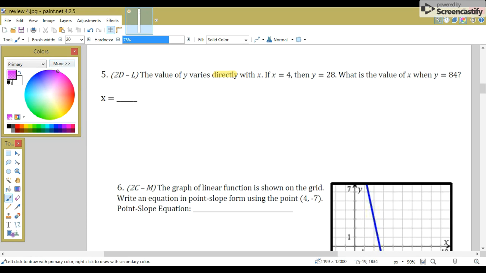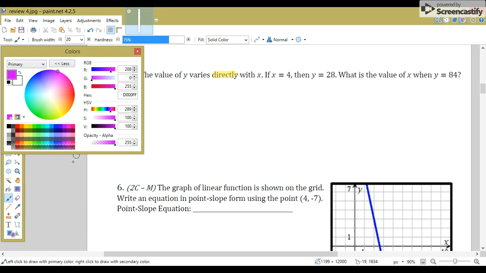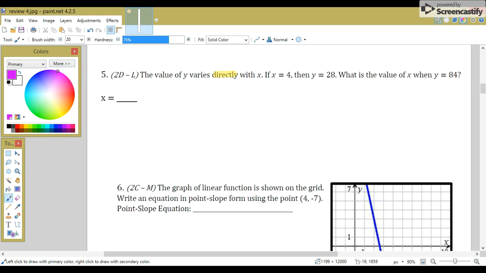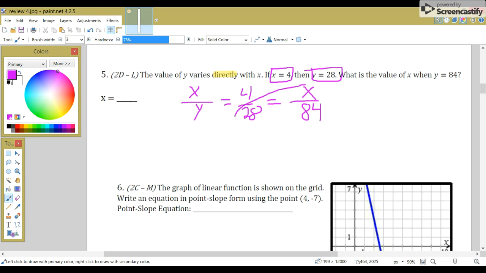Let's box our important numbers. We have x equals 4 and y equals 28. Let's go ahead and write that. So we have x over y, because they vary directly, equals 4 over 28. What is the value of x when y is 84? So we'll have x. From here, we're going to cross multiply.